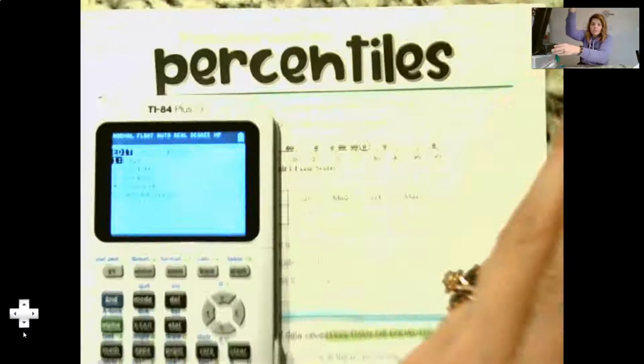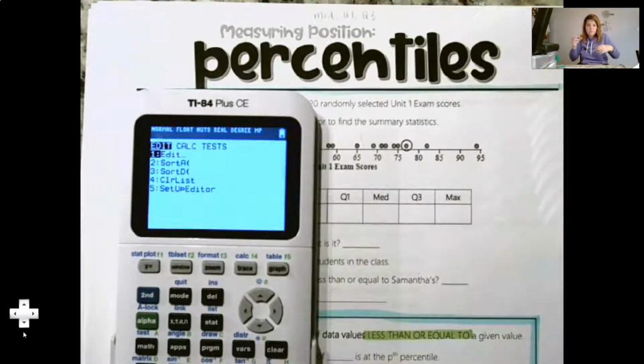Is that any better? Nope, fam, we're kind of striking out here. Oh, that's a little better.